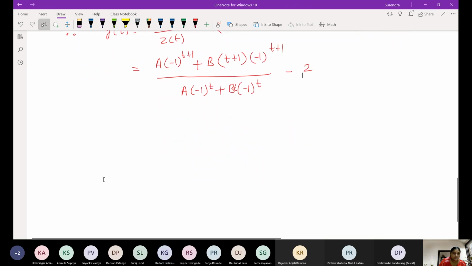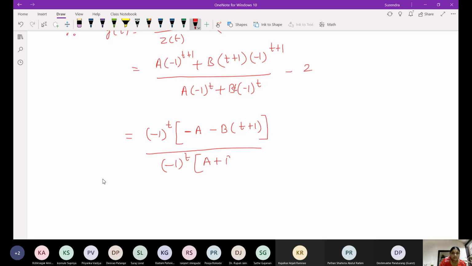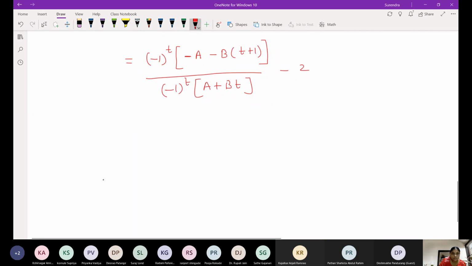So if I simplify this, minus 1 raised to t, I can take common from numerator and denominator. What will remain? Minus A minus B times t plus 1 divided by minus 1 raised to t times A plus B t, right? So minus 1 raised to t will get cancelled, and what will remain here?